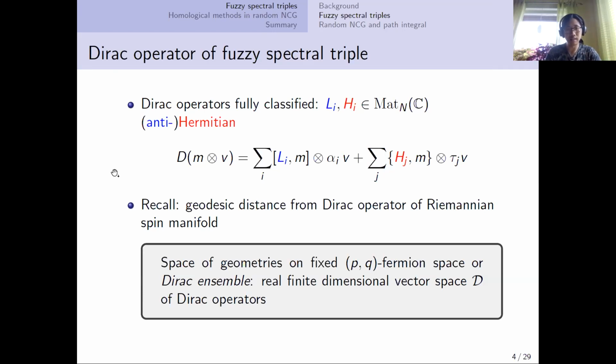And like I mentioned before, you can recover the geodesic distance from Dirac operators on these Riemannian spin manifolds. So this gives us a way of thinking of Dirac operators as a space of geometries on some fixed PQ fermion space. And the terminology used is Dirac ensemble. And it takes the form of a real finite dimensional vector space.